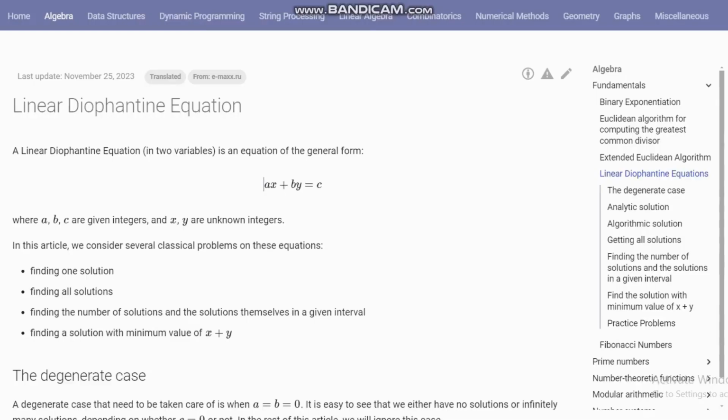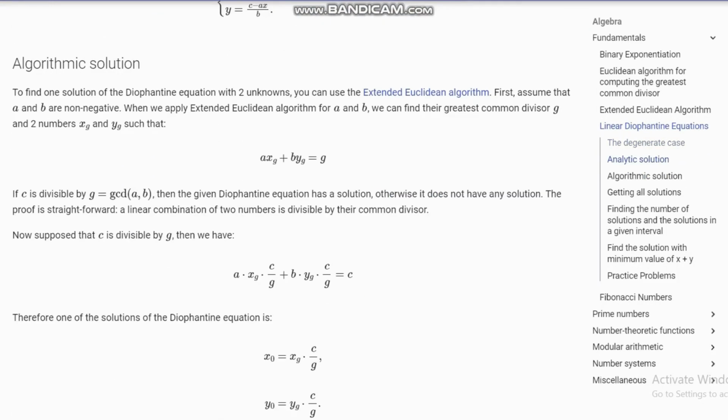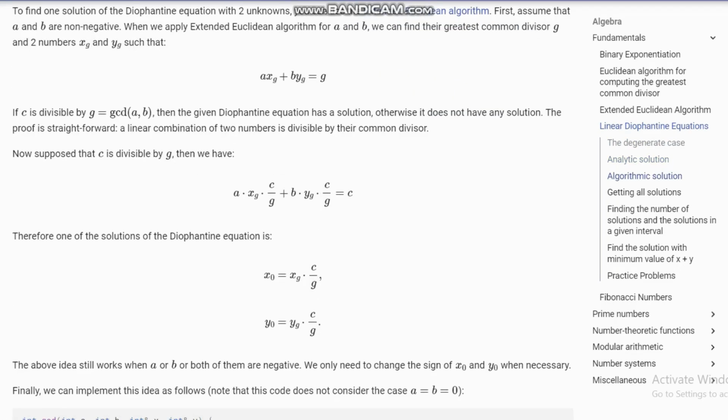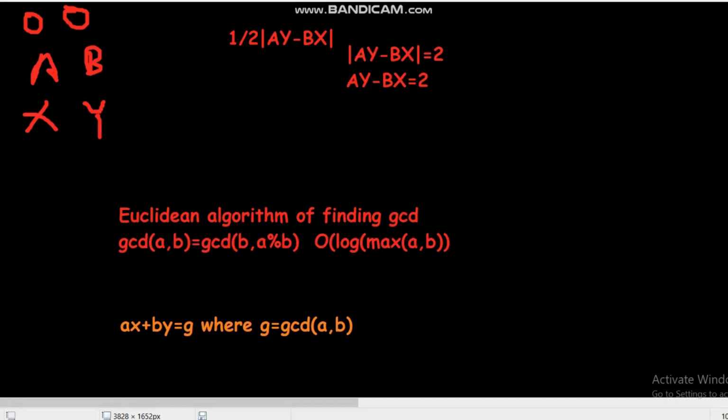Now let's say this is the solution of ax plus by equals to g. We can get the values of xg and yg using our extended Euclidean algorithm. Now our x0, the original value of x, will be nothing but xg into c by g, and y0 will be nothing but yg into c by g. Okay, so the problem becomes quite straightforward to us.